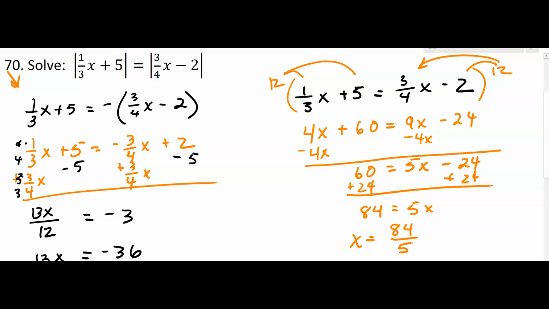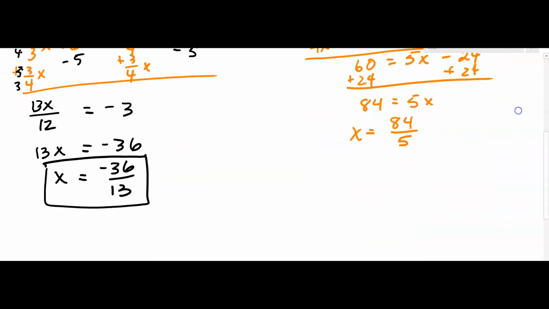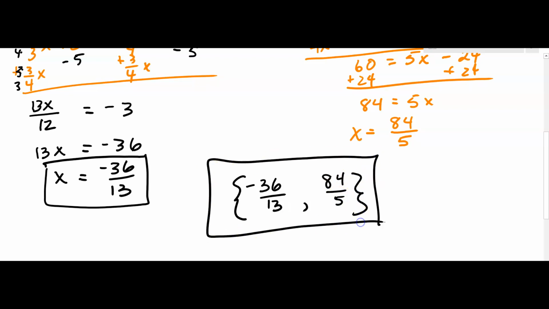Let me go over that set notation just for you so you can see it. So we have two answers in set notation. It's -36 over 13. Again, I'm leaving that as an improper fraction. And the other solution is 84 over 5. So sometimes those problems are a little scary because we get those kind of goofy fractions, but you're going to feel so good when you look at the answer and get it right. Okay, that's the way that one worked.